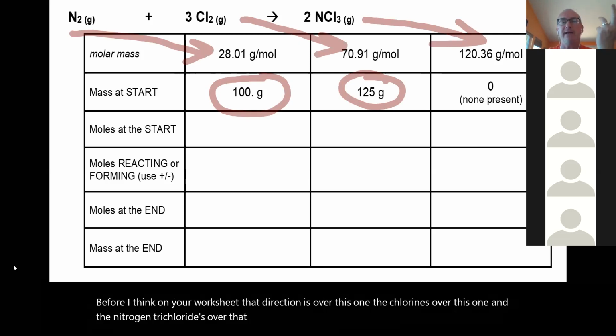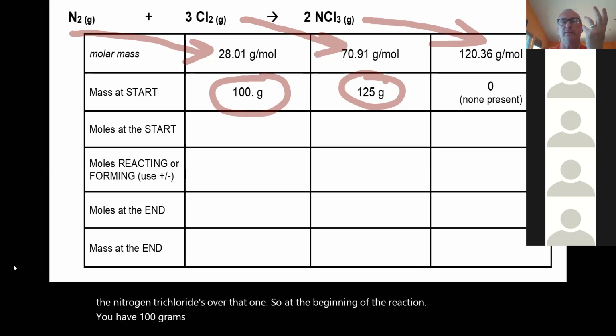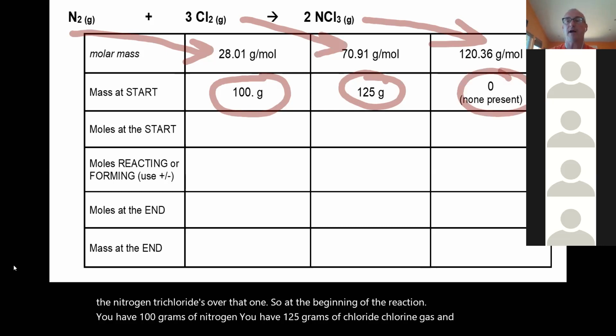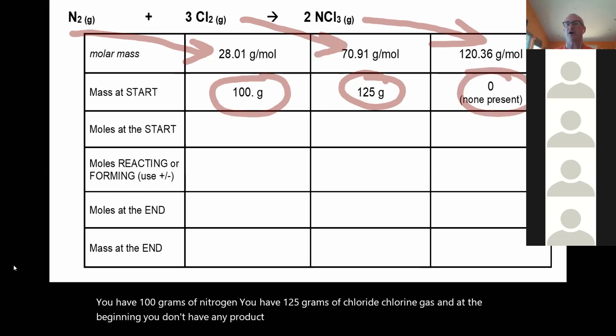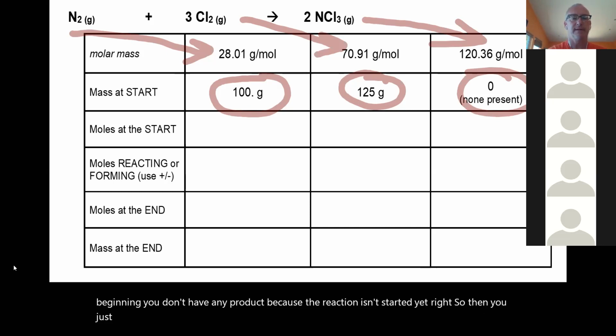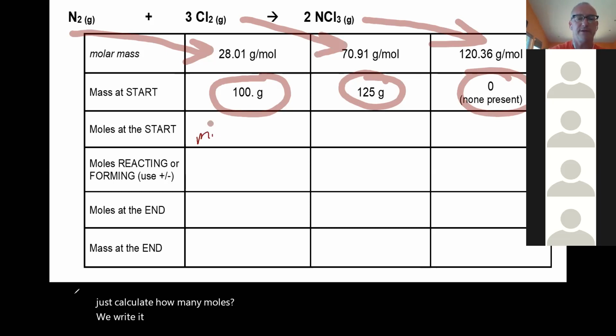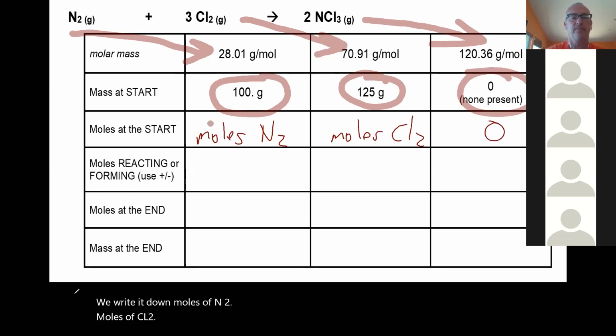So at the beginning of the reaction, you have 100 grams of nitrogen, you have 125 grams of chlorine gas, and you don't have any product because the reaction isn't started yet, right? So then you just calculate how many moles, let me write it down, moles of N2, moles of Cl2, and 0.